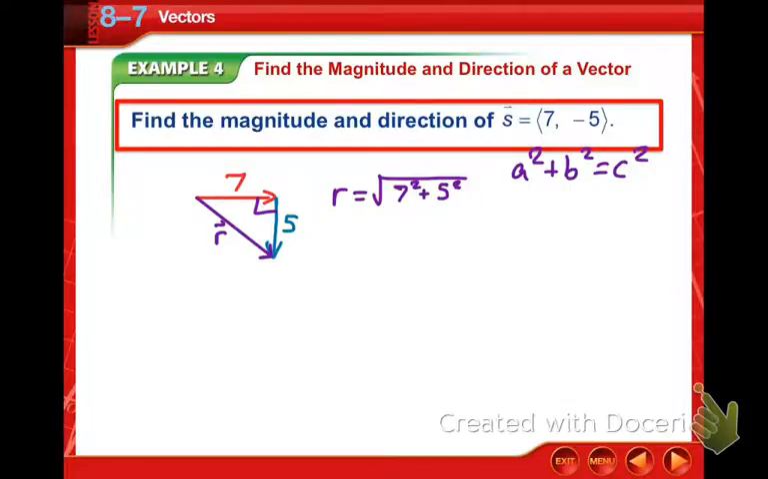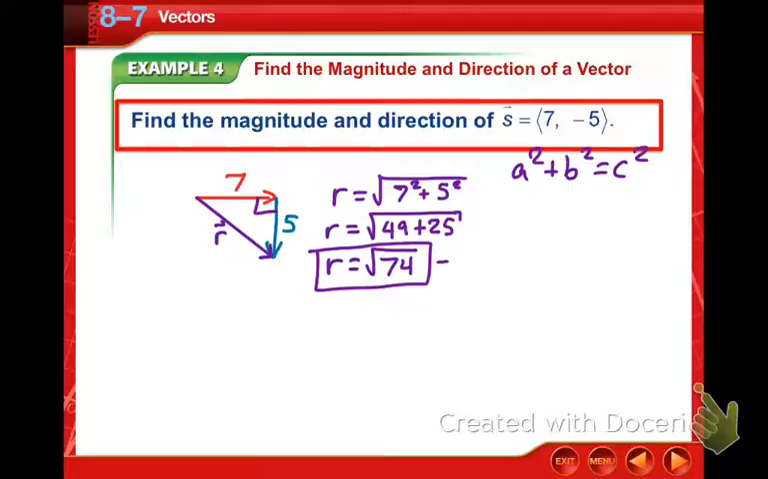So now we just need to simplify or solve this. Our 7 squared is 49, and 5 squared is 25. And r, really, if you had used the original triangle I had, you'd get the same answer, because we'd still be using 5 and 7, but that's all right. So when we get that, it's the square root of 74, and that does not break down, so we can leave it as that. So that's our magnitude.